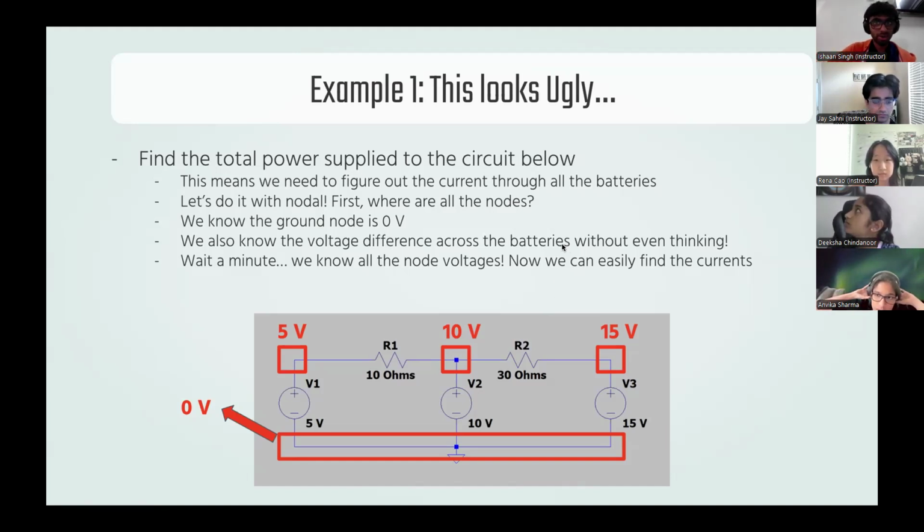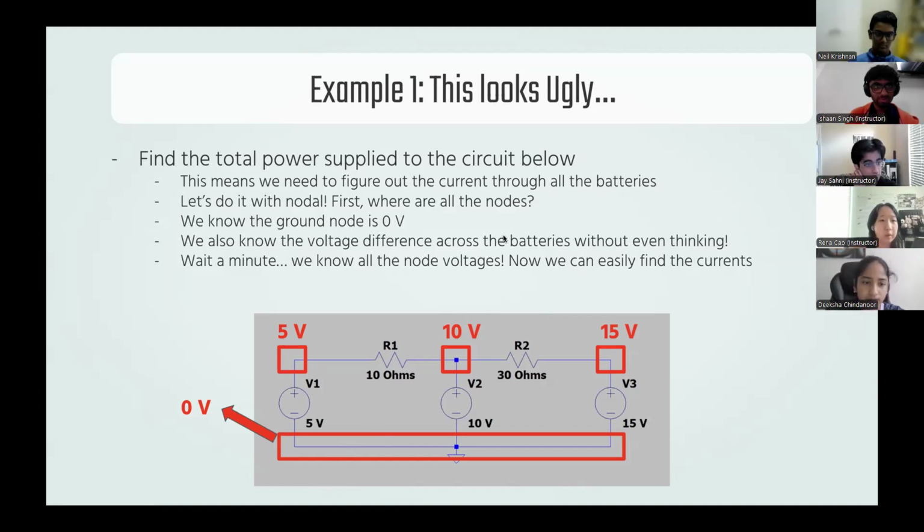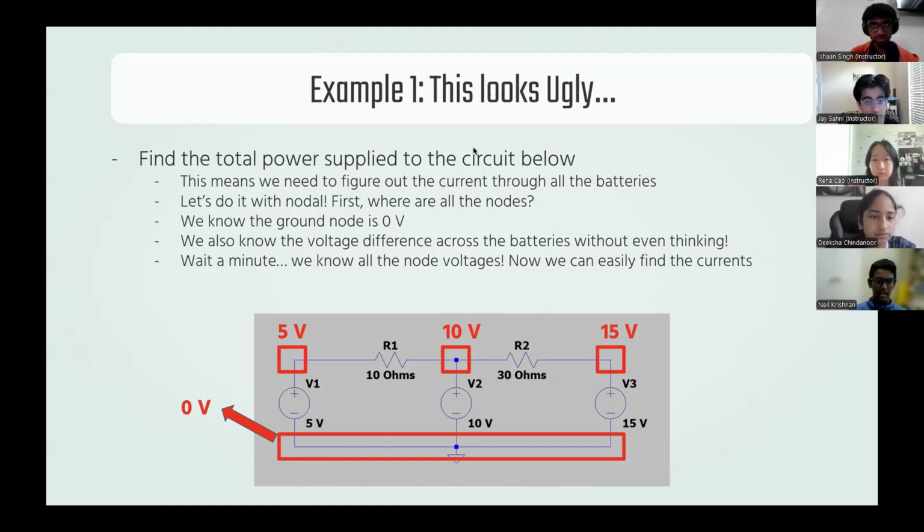Are we A-okay? Okay. Can anyone try calculating the current going through R1 since we know the voltages at the nodes? Neil, yeah? Is it half an amp? And how'd you get there? And in what direction is it? Yeah, it's from the 10 volt to the 5 volt.